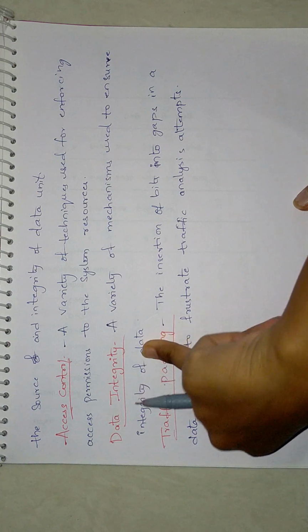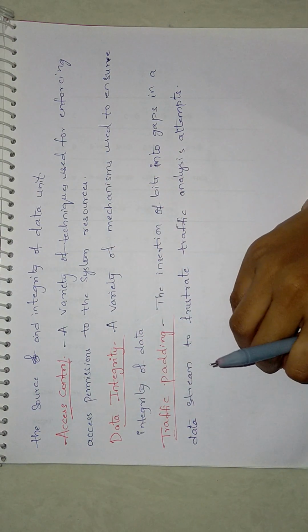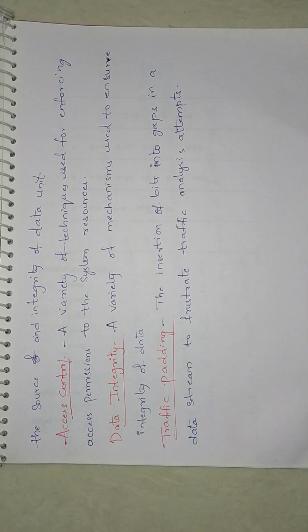Next, data integrity. Many mechanisms are used to make sure that the data has integrity. That means whatever data the sender sends is the only data the receiver receives. There will not be any modifications in between.